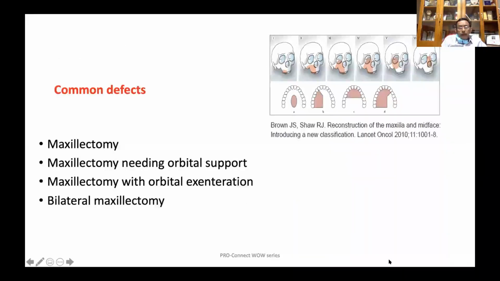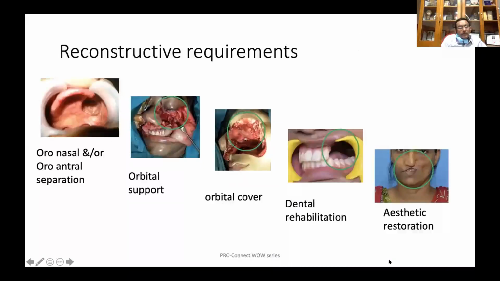Now, in this talk, I will just go through a few of the defects which are commonly seen by all of us: maxillectomy needing orbital support, orbital exenteration, as well as bilateral maxillectomy. Now, what are the reconstructive requirements in a maxillary defect? This is something which you should all look at before you embark on any particular case of maxilla reconstruction.